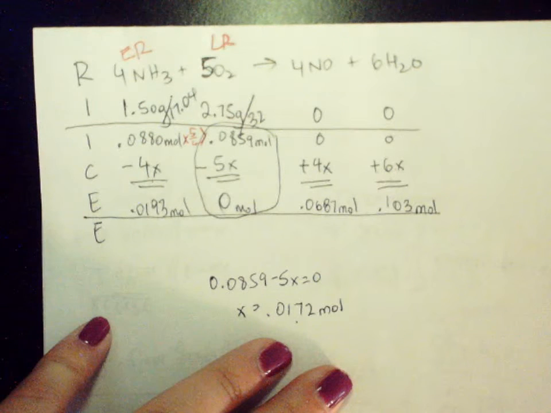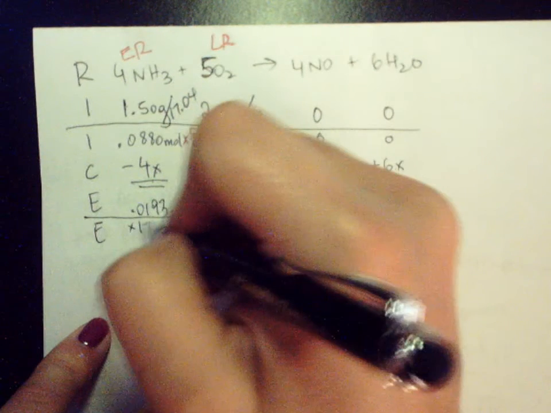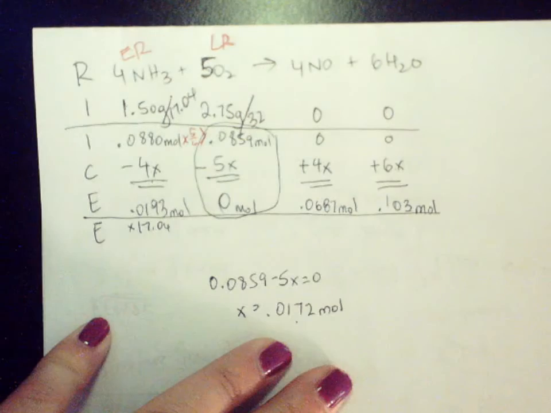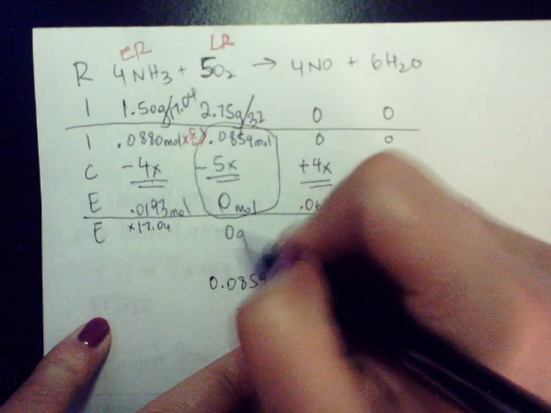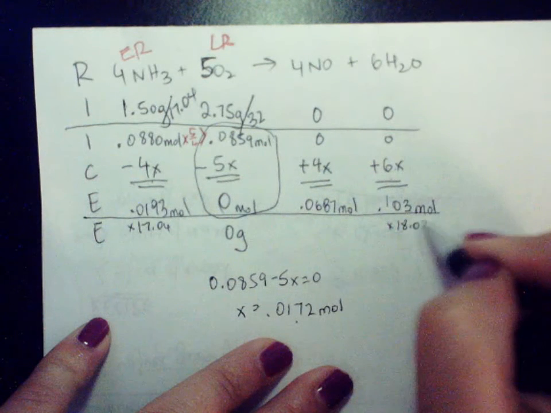Here's the issue. They didn't want my answers in moles. They wanted it in grams. So now what? Multiply out. So basically you divide by molar masses to come into the table. You multiply by those same molar masses to come back out to grams out of the table. So here we would have to take this number, multiply it by 17.04. We would take this one and do nothing with it because 0 times whatever is still going to be 0. This one we multiply by 18.02.